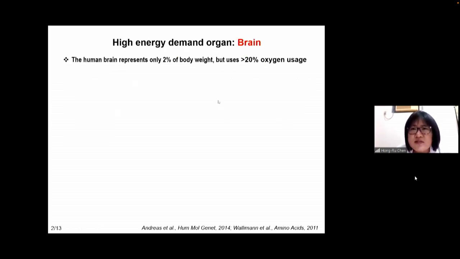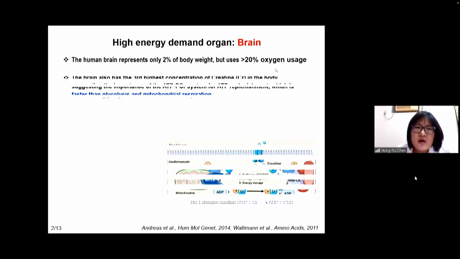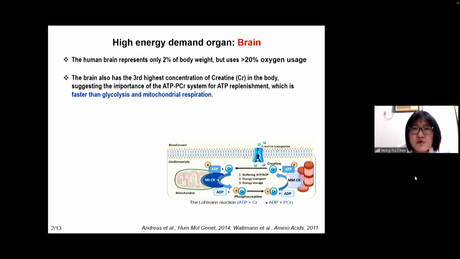So according to the previous study, as we know, the brain is a high energy demand organ. For example, the human brain only represents 2% of body weight, but uses more than 20% of oxygen usage. Additionally, the brain also has the third highest concentration of creatine in the body, of which the first is the skeletal muscle and the second is the heart.